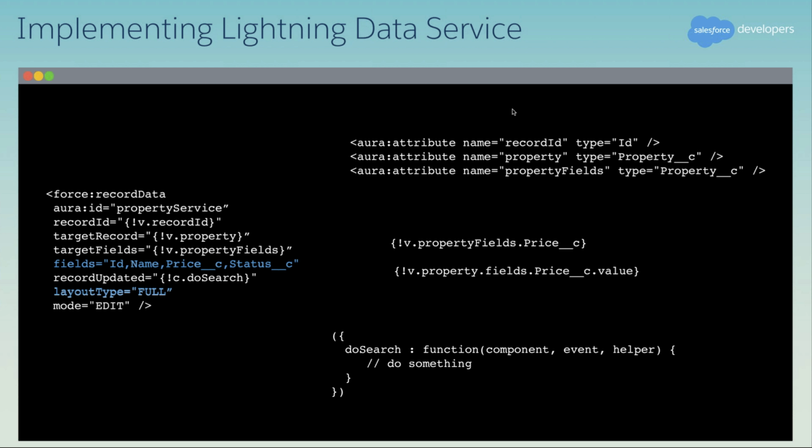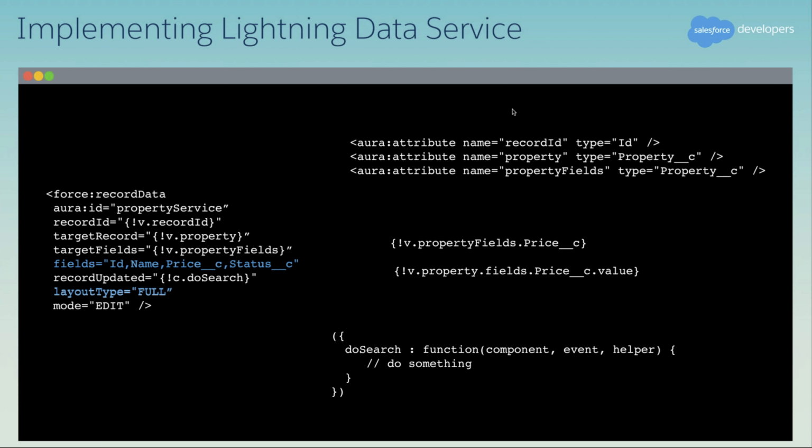Alternatively, there is also a layout type compact. So layout type equals compact says we're doing it from the compact layout. So full layout or compact layout. Then additionally, we have the fields attribute. And that attribute says, okay, I'm really only interested in a particular number of fields. For example, ID, name, price, and status.